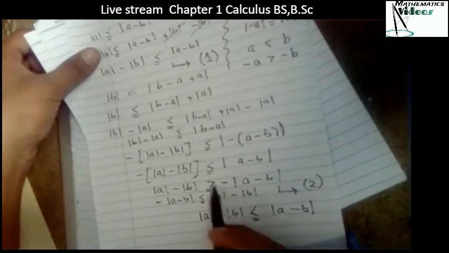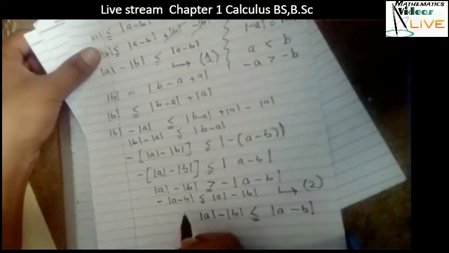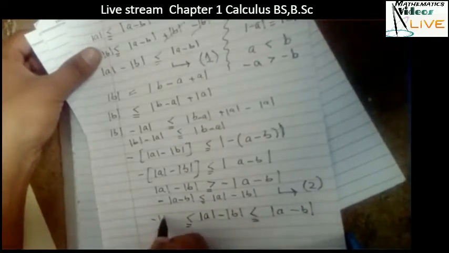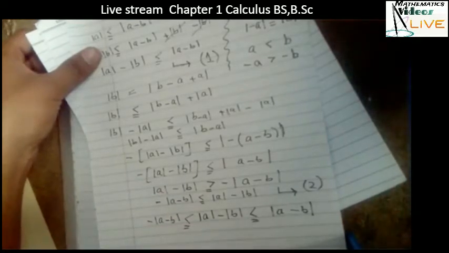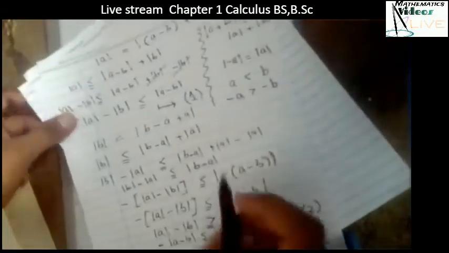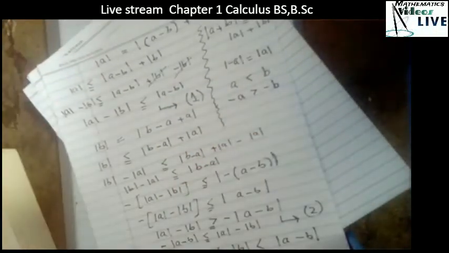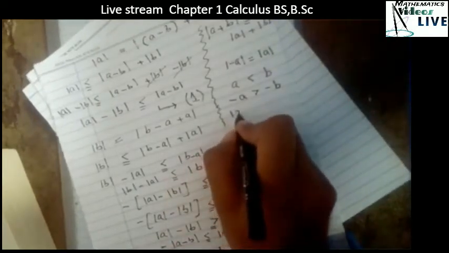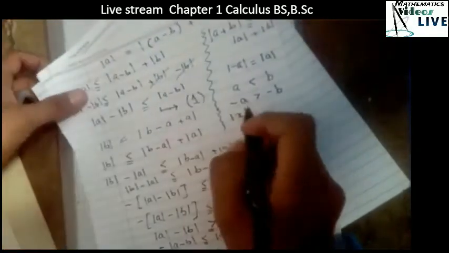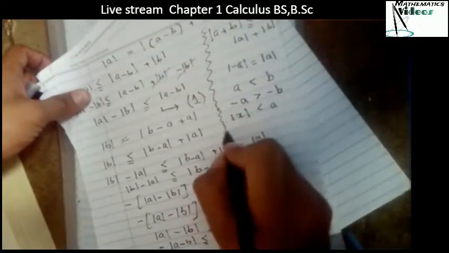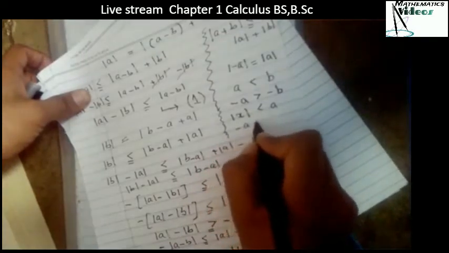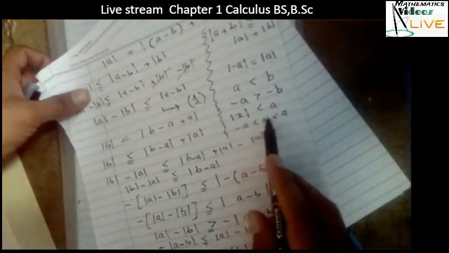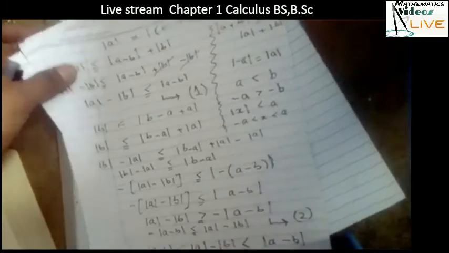Now by combining this equation and this equation, you simply get this is greater than or equal to negative of a minus b. I think that it is quite clear to you. Now we will also make use of a final relation, given on page number 4, property number 4, a very useful and important property: if the absolute value of x is less than a, then minus a is less than x and x is less than a.